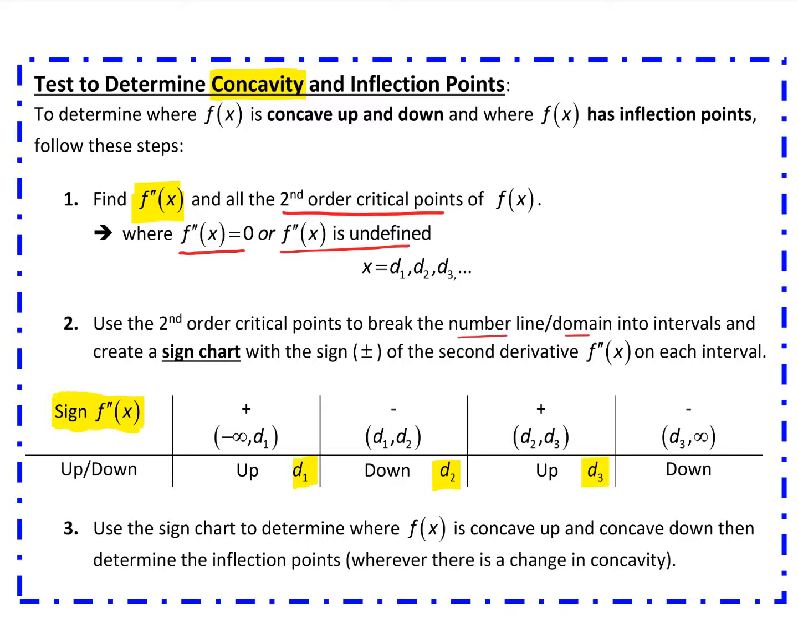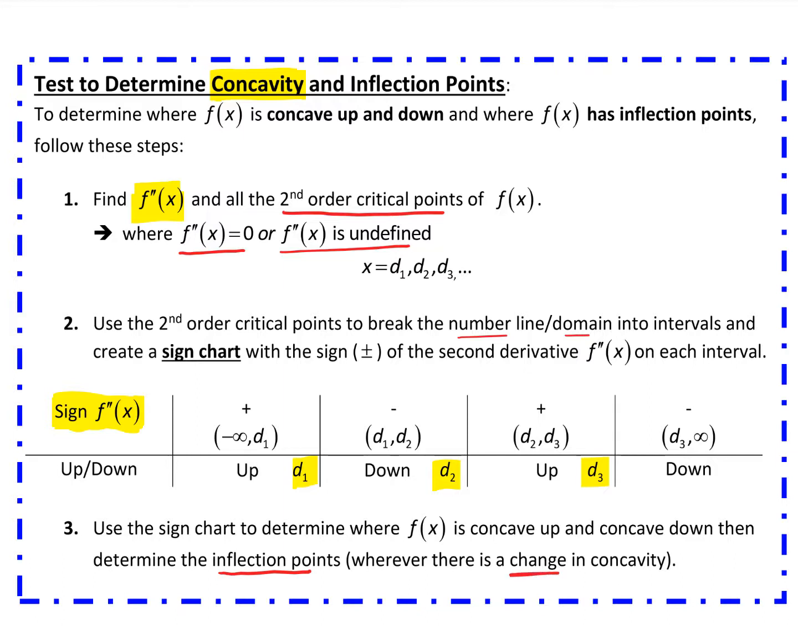The sign of the second derivative is telling us about the concavity, telling us if on that interval we're concave up or concave down. So we make a nice little sign chart, we just test the second derivative to figure out if it's positive or negative on each of the intervals that are created by those second order critical points, and that will tell us about concavity. Then the inflection points simply come from where we have changes in concavity. The inflection points are just wherever there is a change in the concavity.